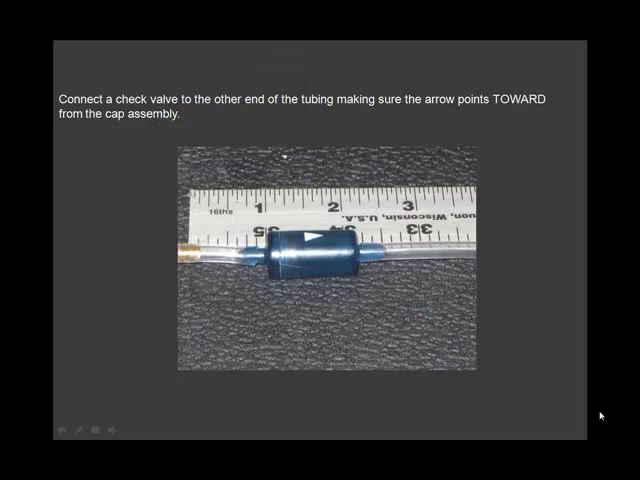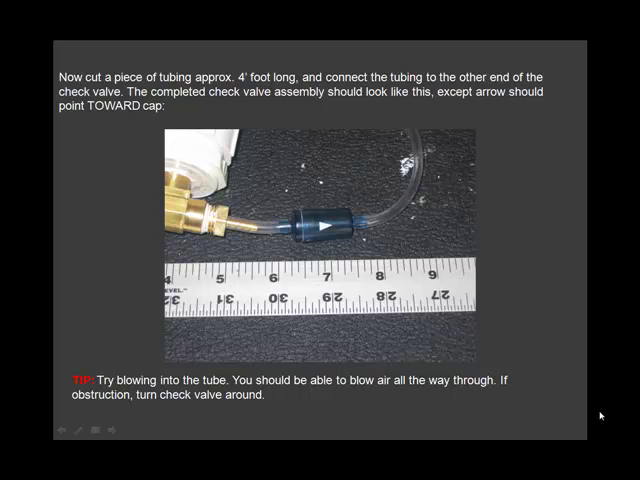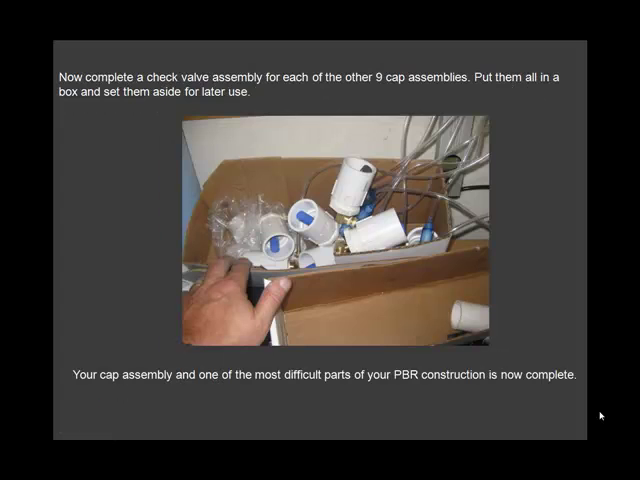Connect a check valve to the other end of the tube, making sure the arrow points toward the cap assembly. Now cut a piece of tubing 4 foot long. Now complete a check valve assembly for each of the other 9 cap assemblies.